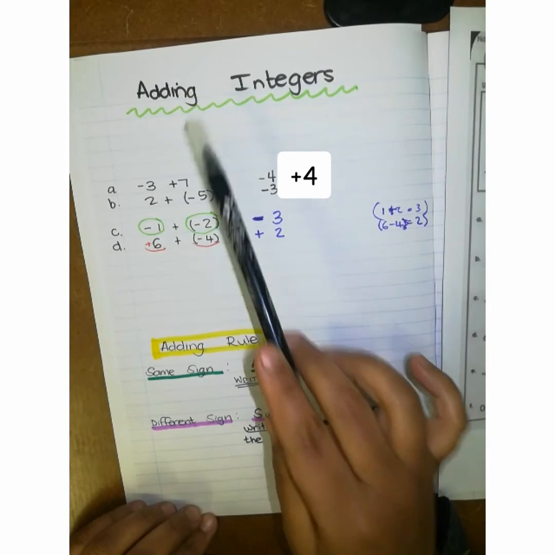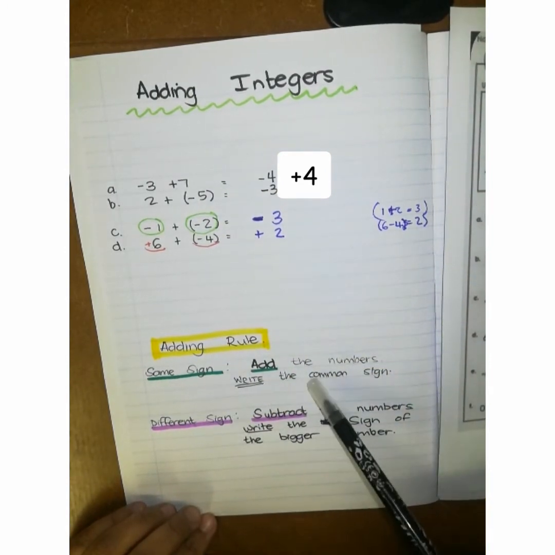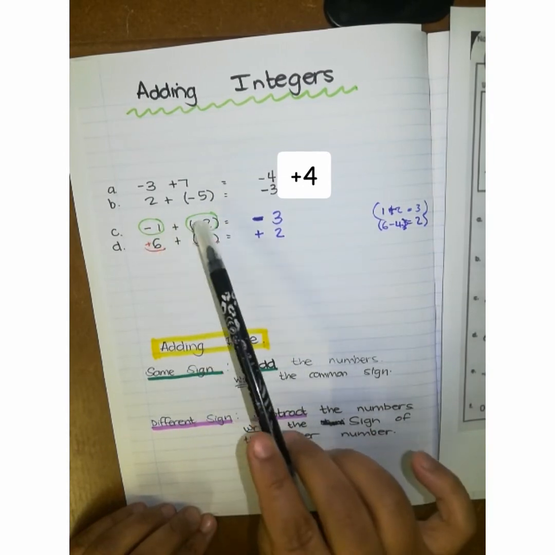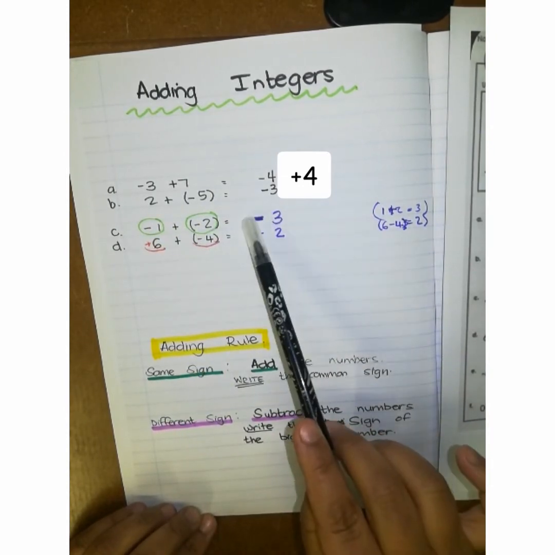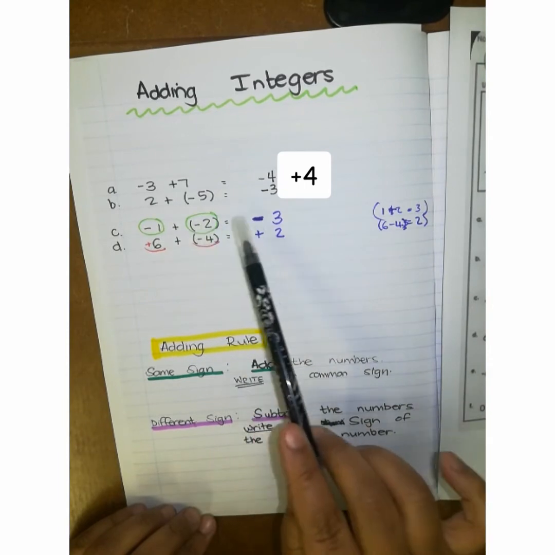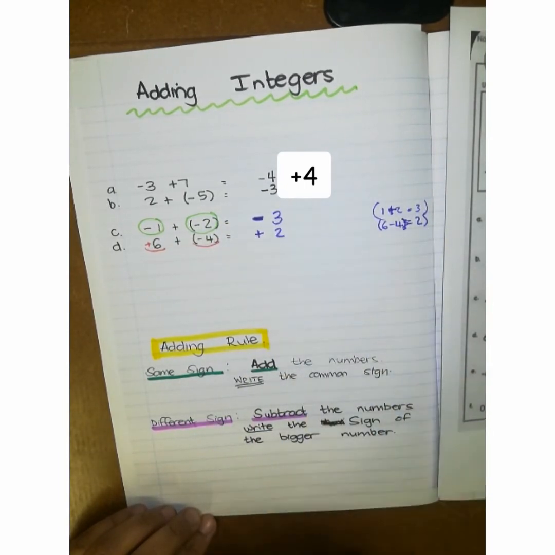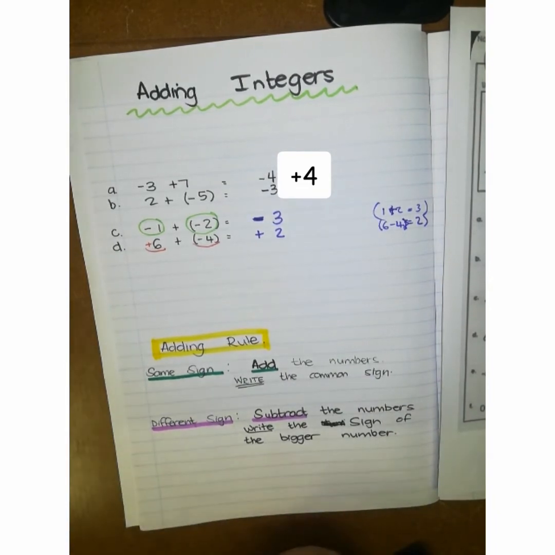When we are adding digits with the same sign, two same signs, when I'm adding them, I write the common sign. I write the sign that they both have. And I add the numbers. I write that one down. We just have to learn it.